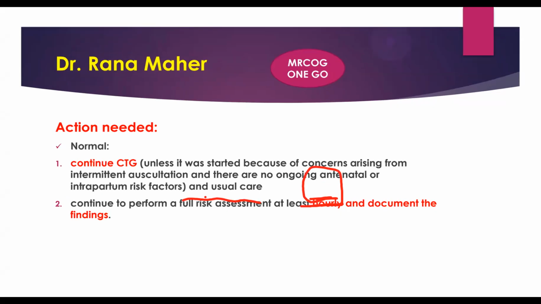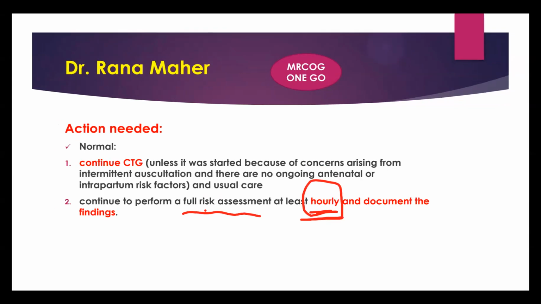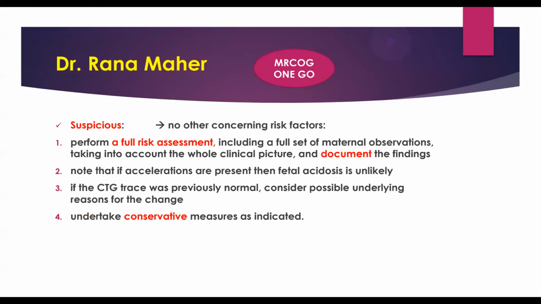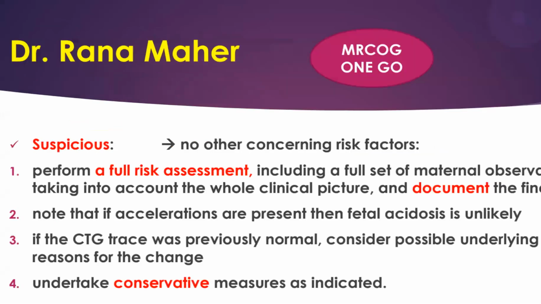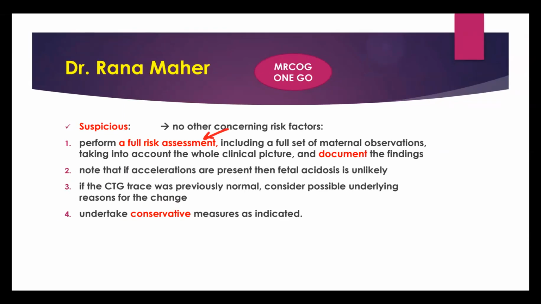So whenever we have any concerns and we offer this patient continuous CTG, even if it's normal, I need to give this patient a full risk assessment every 1 hour and document every finding, okay? If it's suspicious, with no other concerning risk factors, I will do a full risk assessment and I will document everything here.